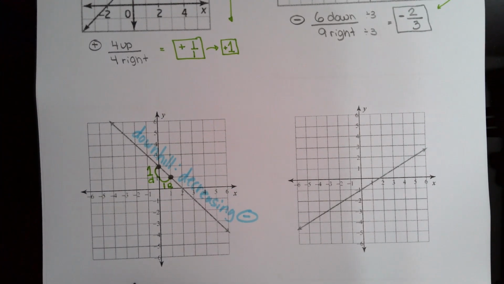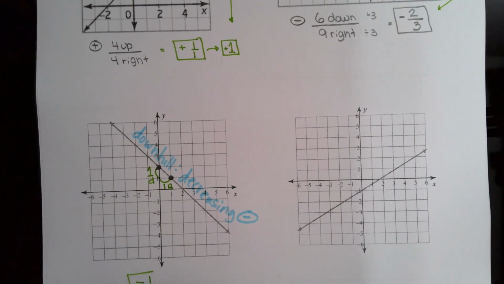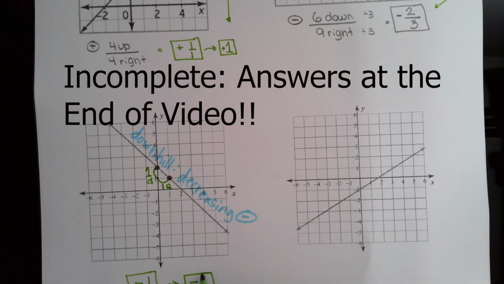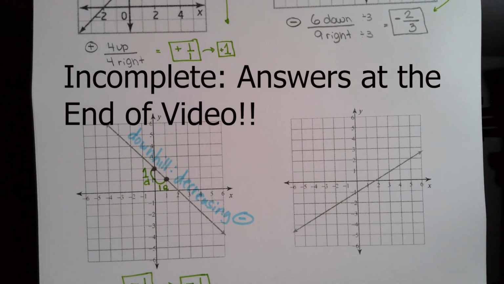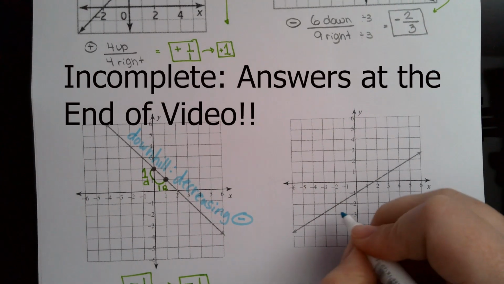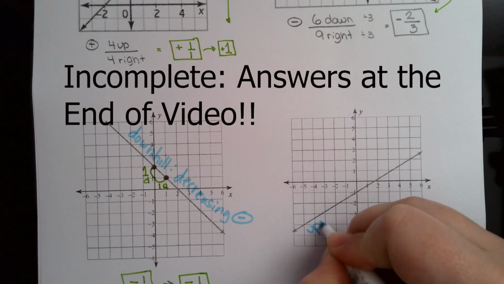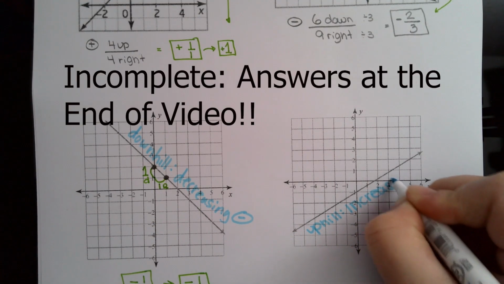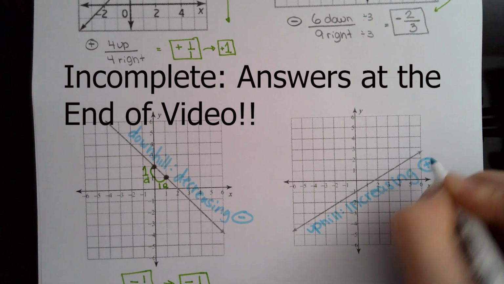So that means my slope is -1/1. You can also just use simplify. 1 divided by 1 is 1, and that is okay as well. This one, noticing that it's going uphill, which means it is increasing, which is positive.